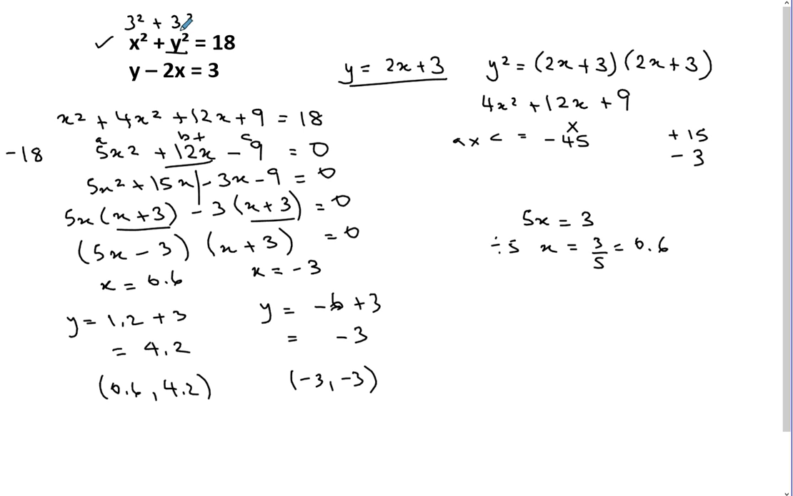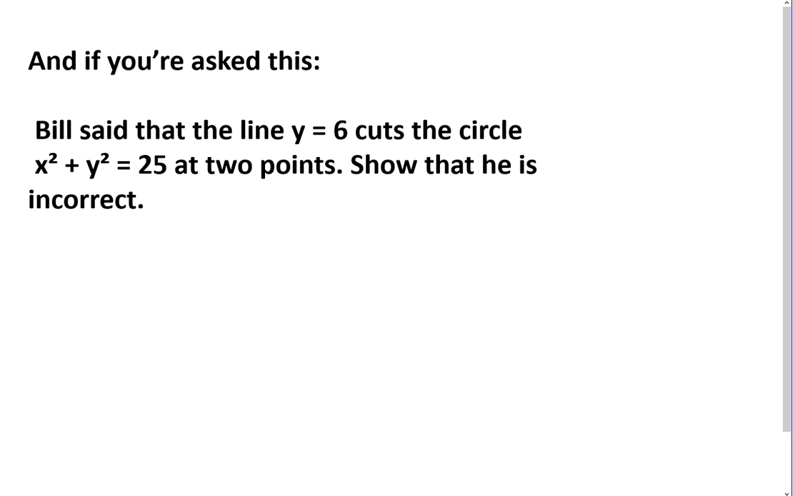Okay, let's have a look at something a little different and a slightly higher level question. If you're asked this: Bill said that the line y equals 6 cuts the circle x squared plus y squared equals 25 at 2 points. Show that he is incorrect.